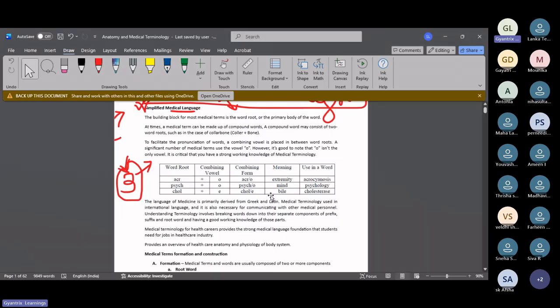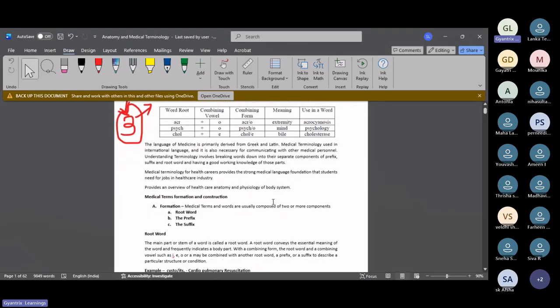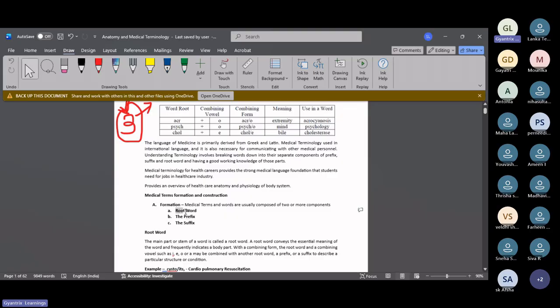Yeah, so that is the one thing I would like to tell you guys. I have mentioned there are three words. Each word we have to break down into three parts. So these three words we can see here: the first one is the root word, the second one is the prefix, and the third one is the suffix, right?